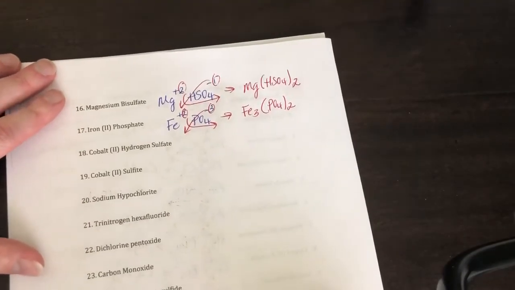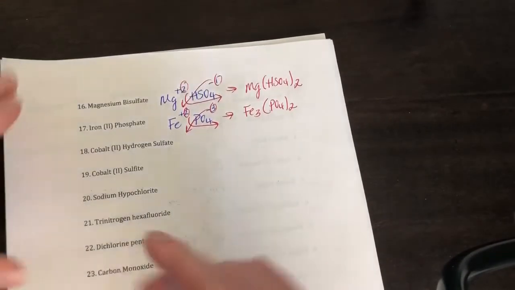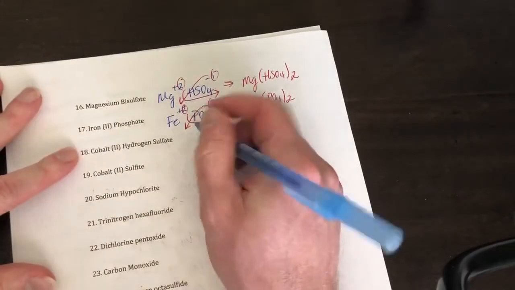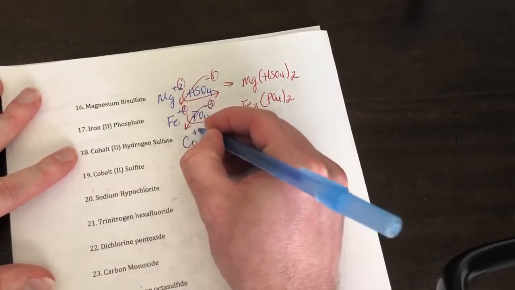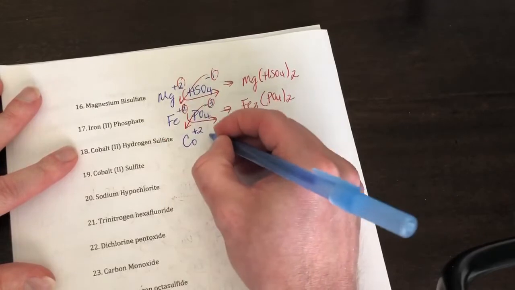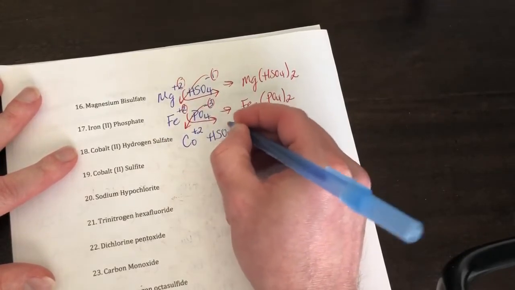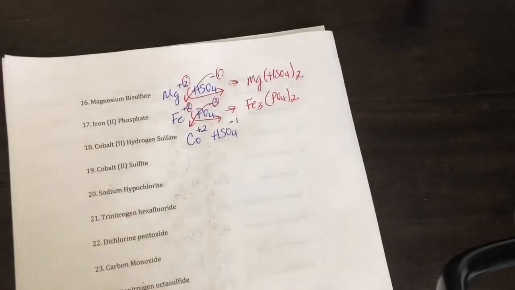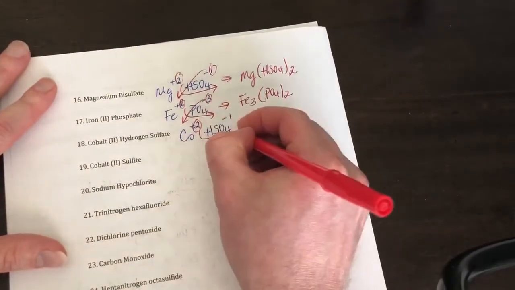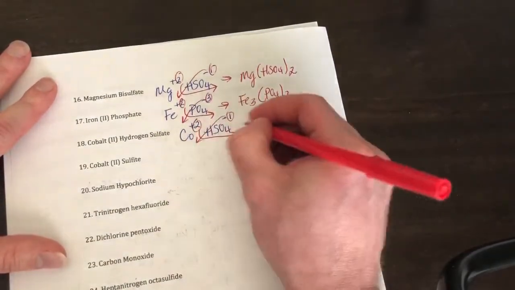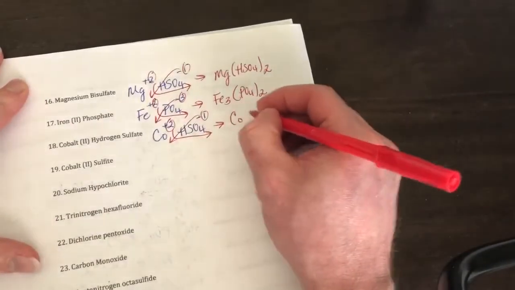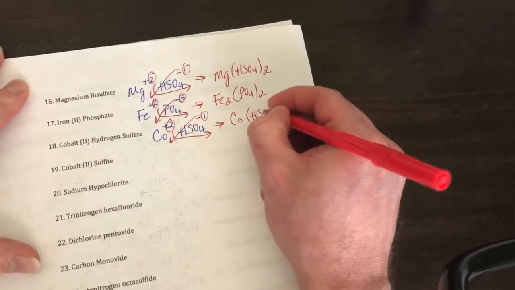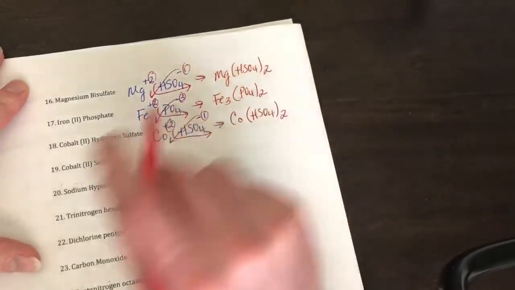Cobalt 2 hydrogen sulfate. The symbol for cobalt is Co with a +2 charge. Hydrogen sulfate is HSO4 with a -1 charge. We're going to crisscross. Bring the 2 over here and the 1 over here. So we get Co(HSO4)2.